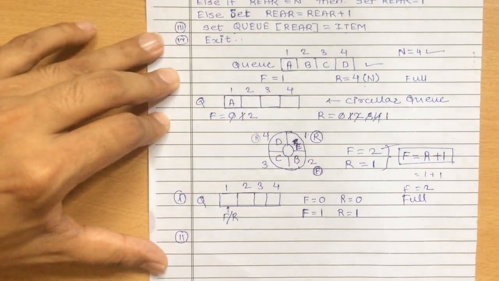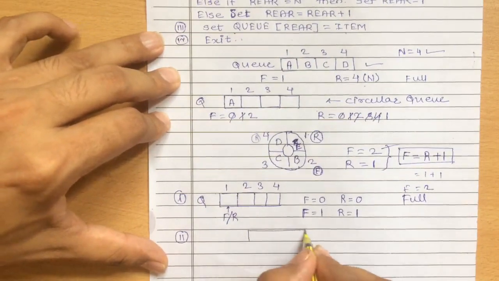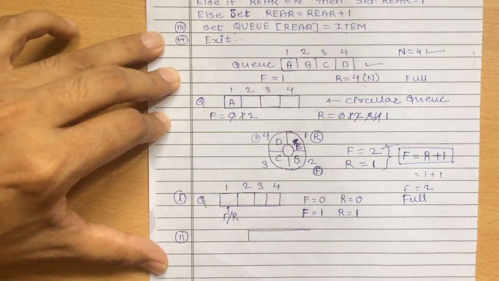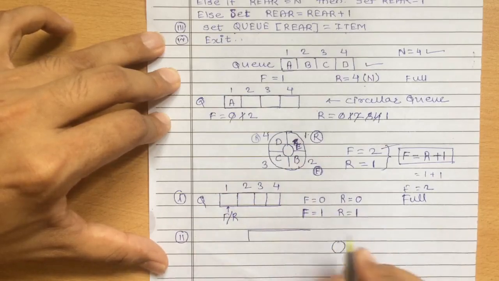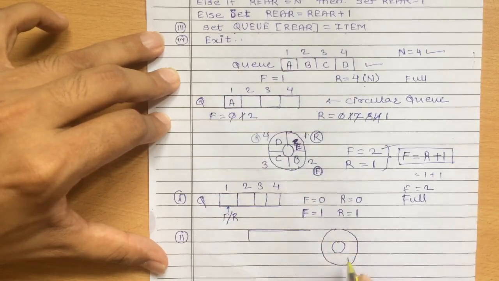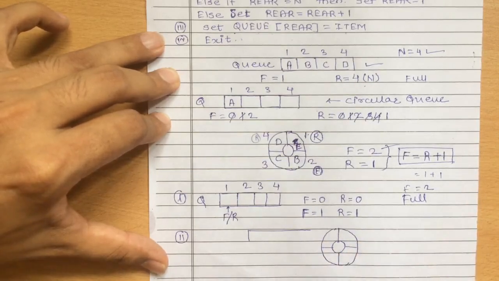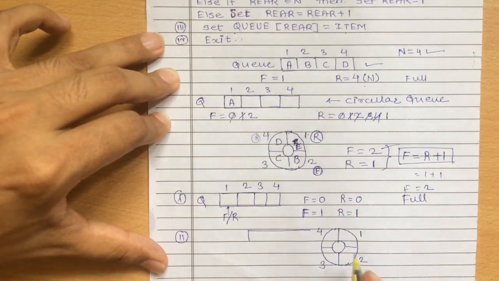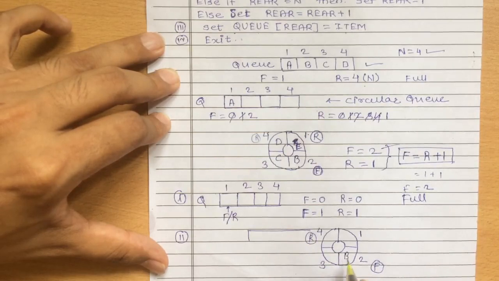What second possibility is there? I will draw the diagram. Instead of drawing this, we just consider this as a circular queue. Remember, we are considering this as a circular queue. So this is the first, second, third and fourth location. Suppose my front is over here and rear is over here. So B, C and D.